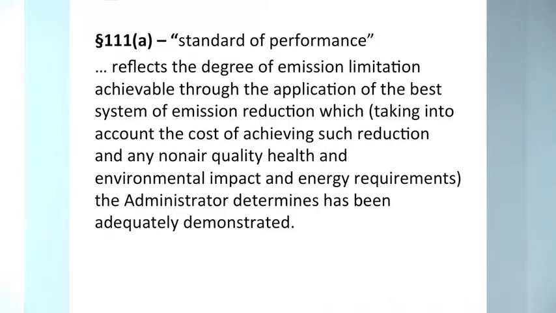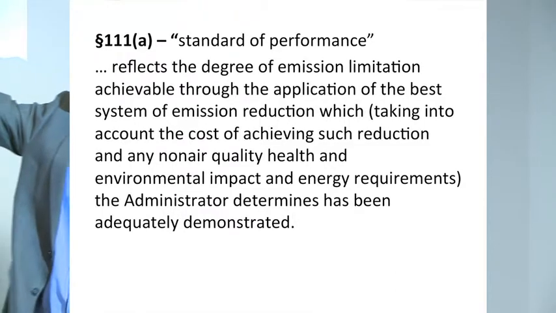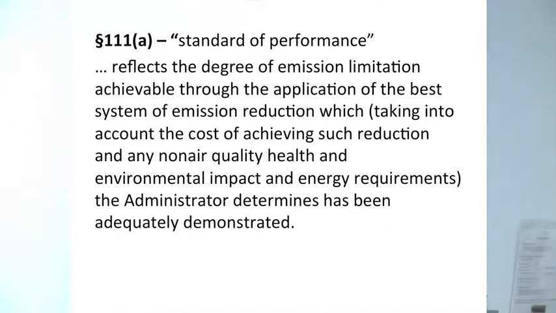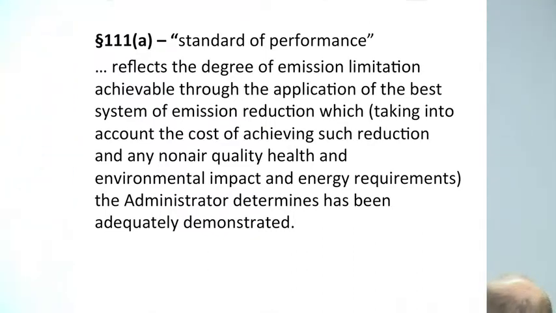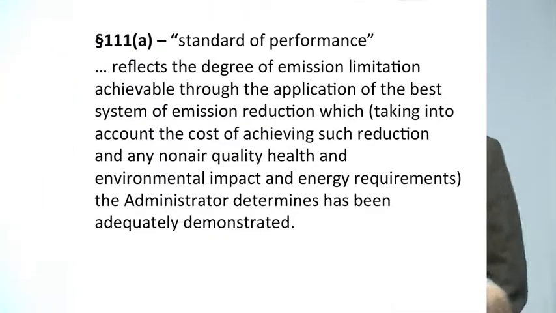So focusing on the specific language here, a standard of performance, a performance standard for power plants, must reflect the degree of emission limitation that's achievable through the application of the best system of emission reduction. So the EPA determines what the best system of emission reduction is. Without going into the details of this complicated rule, I think it's enough for this conversation just to say what the EPA has done is it's come up with a formula for determining what are the available options for reducing CO2 from existing power plants, and then applying that formula to the power sector in each state.